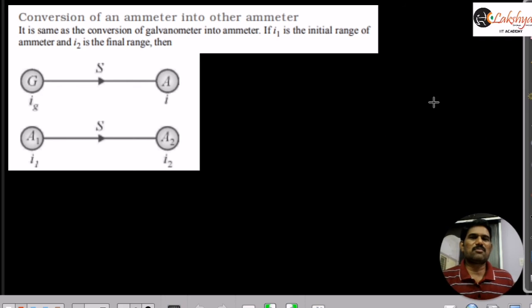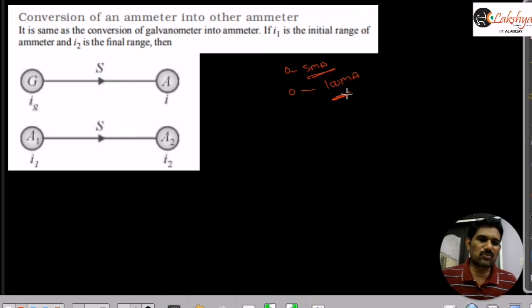Sometimes there may be situations where they already give an ammeter and we need to increase its range. Suppose the ammeter measures from 0 to 5 milliamperes. Now we need to increase its range from 0 to 100 milliamperes, for example. That means the maximum current it can measure is only 5, and now we need to increase the range up to 100 milliamperes. It is already an ammeter, we are just increasing its range. So we can consider it exactly as a conversion of a galvanometer into an ammeter. Whatever initial ammeter is given, you can treat that as a galvanometer. Got it?